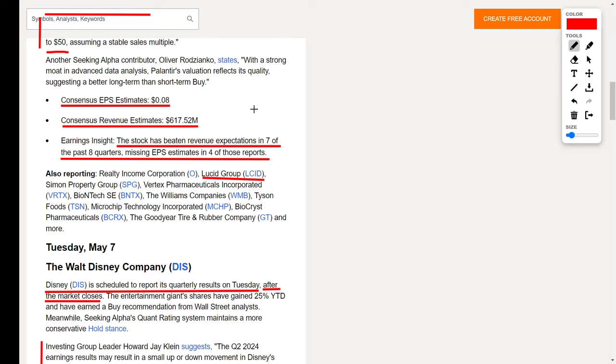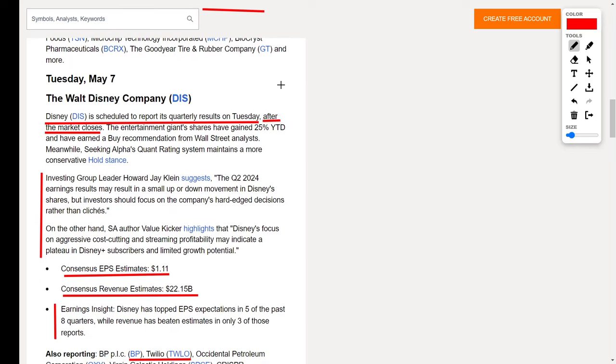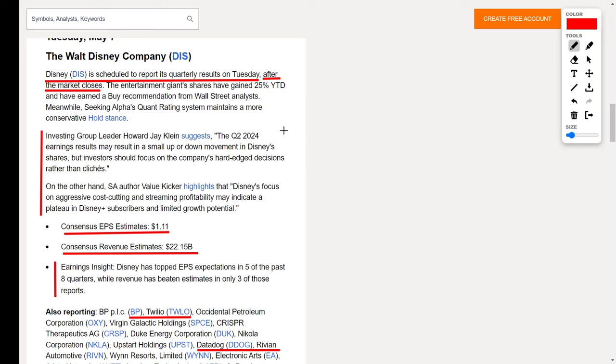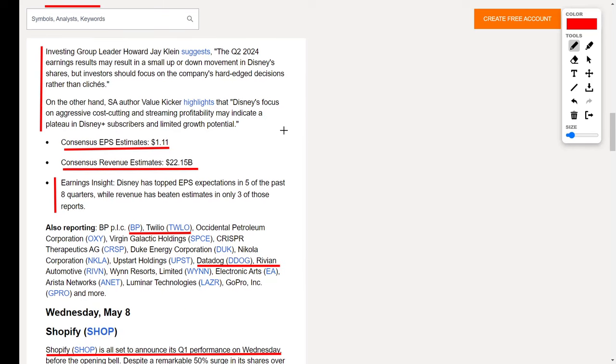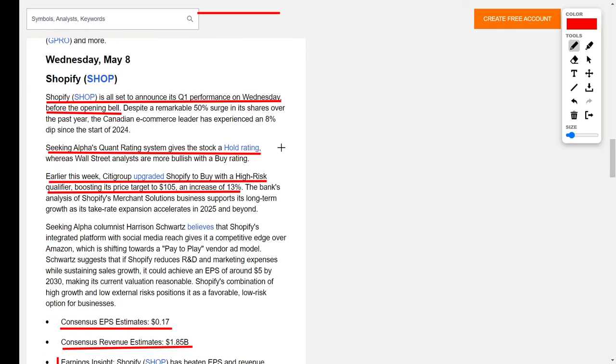You should also be aware that Lucid Group is also going to be releasing their earnings report on the same day, and they are an electric vehicle company where their ticker symbol is LCID. Next up on Tuesday, May 7th, we have Disney reporting their earnings report, which is an entertainment behemoth. Their earnings per share estimate is around $1.11, while their revenue estimates come in at around $22.15 billion. You should also be aware that Disney has topped their earnings per share estimates in 5 out of their last 8 earnings results, and their revenue has beaten estimates only 3 out of those 8 reports. I also think you should keep your eye on Twilio, as well as Datadog and Rivian, because they will also be reporting on that same day.